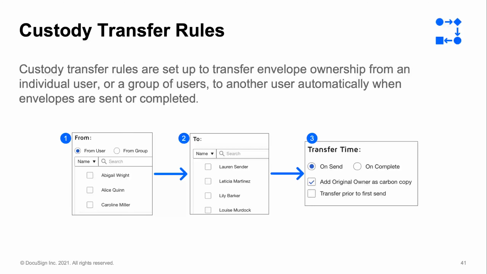You can also choose to transfer prior to first send. So what would happen here is once the envelope is sent by the original person, before the envelope even gets to the inbox of the recipient, the transfer is going to occur and the envelope will look like it's coming from the original, or from the new owner, excuse me. So we'll see that in action here when we set up a rule.